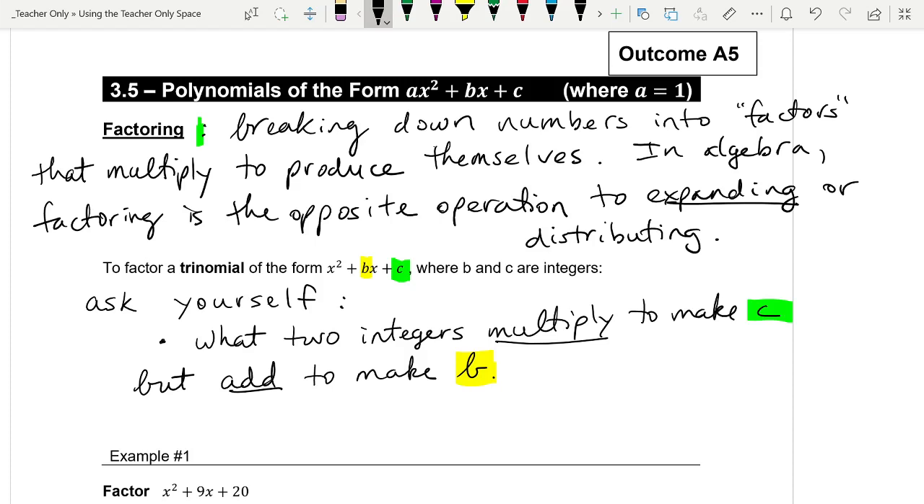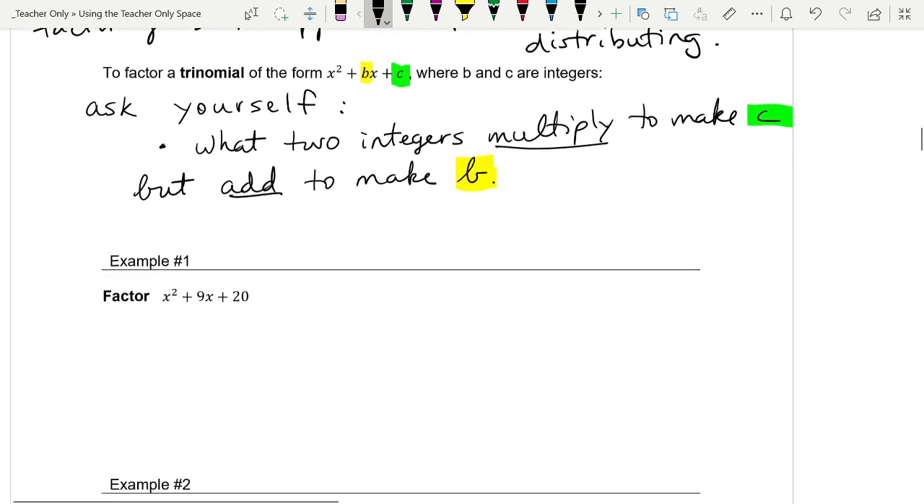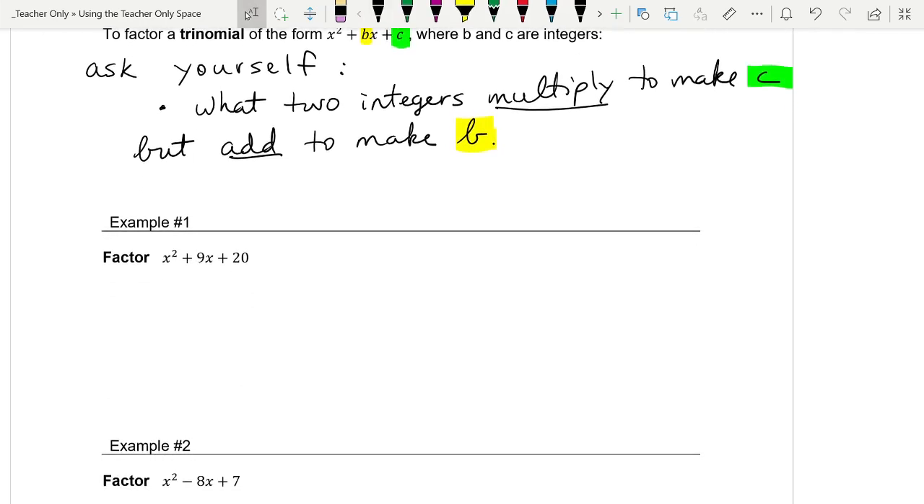So let's start with example number one. This little lesson won't take long, and then you get some time to work today. So example one, x squared plus 9x plus 20. Well, I'm basically asking you what two binomials multiply to make this trinomial.